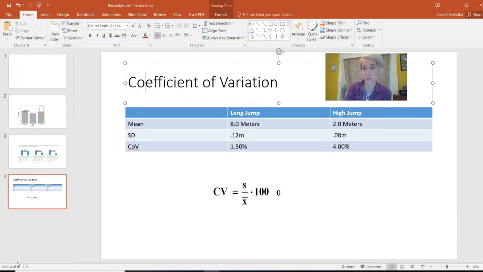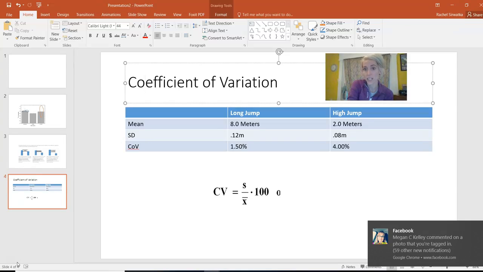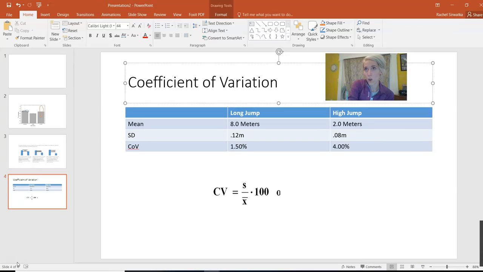I didn't spend too much time in class talking about this because it's a weird sort of test where you're really looking at the reliability of one individual. For all previous tests, we've really been looking at two different groups of people, and now we're looking at just one person. This is basically showing the variation in that person's performance, right? How reliable are they to hit their mean during a long jump or during a high jump?